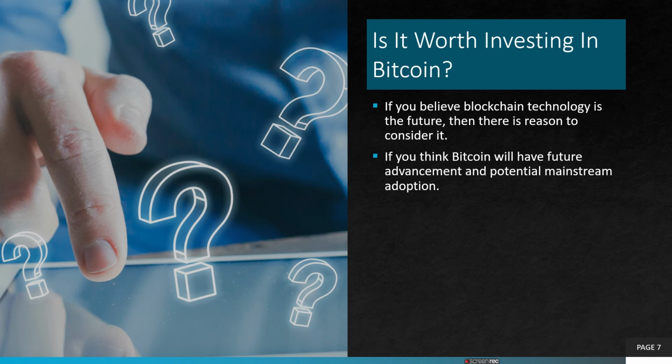Now, do we know if Bitcoin itself is going to be the predominant winner? Well, that's left to be determined at this point in time. But again, if you believe that the blockchain technology is the future, then yes, it is something for you to consider to invest in. If you think that Bitcoin will have future advancements, which it is starting to appear as though anyway that it is beginning to gain some traction. It's very slow. However, it is gaining some traction. So if you believe in these 2 points here that I have offered, then Bitcoin is worth investing in, or is worth you considering investing in it.